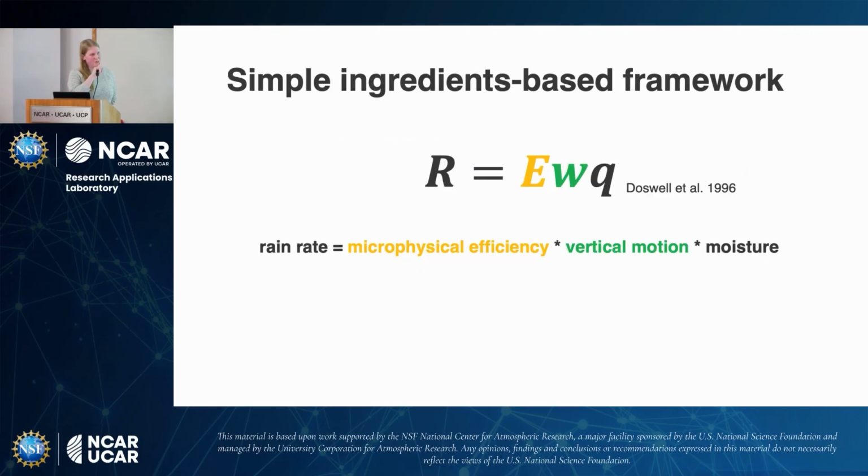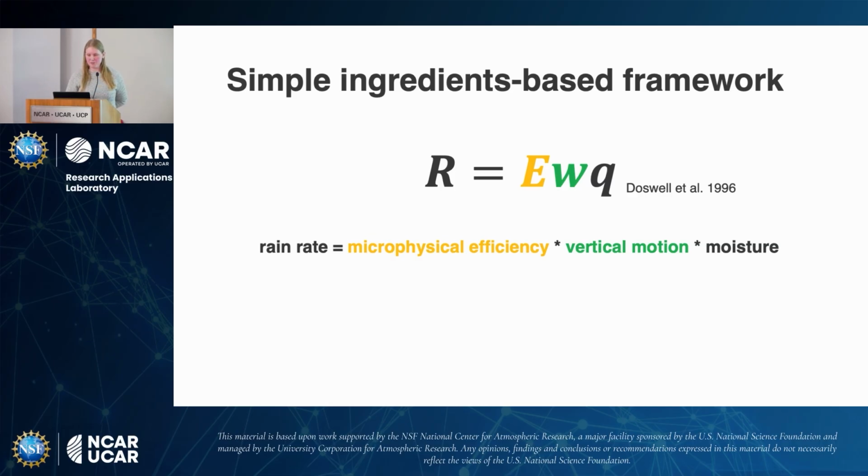When we think of heavy rainfall, oftentimes we like to think of it in this simple ingredients-based framework. This equation here is from a paper by Doswell et al. in 1996. I feel like it's a pretty classic framework. Basically, you can think of rain rate as a combination of microphysical efficiency, vertical motion, and moisture. Now, obviously, being in Taiwan, there's ample moisture around at all times. It's a very moist place. That was one of the reasons why Taiwan and extreme southern Japan were chosen for PRECIP. There's just lots of moisture all around, so you can focus on the other ingredients.